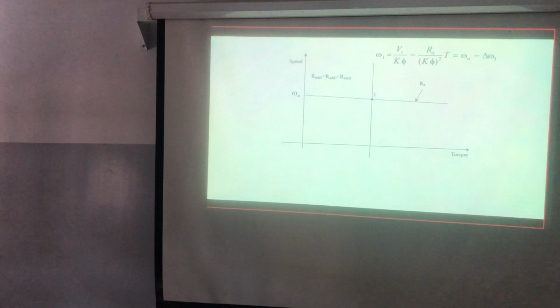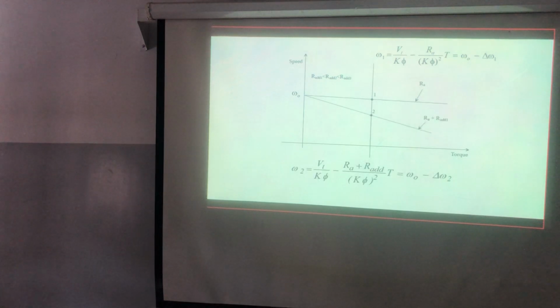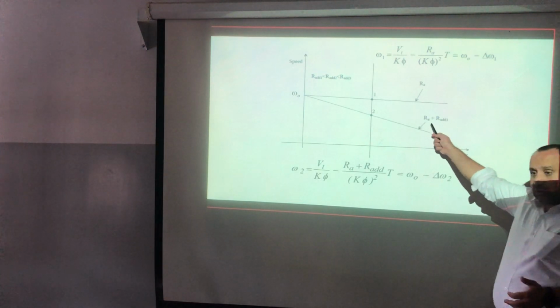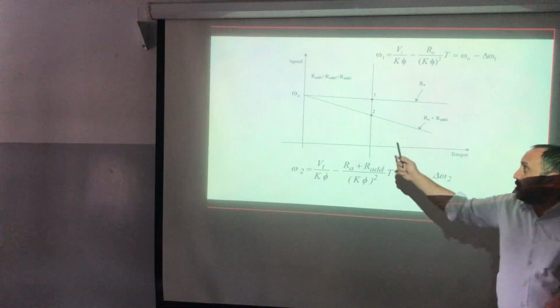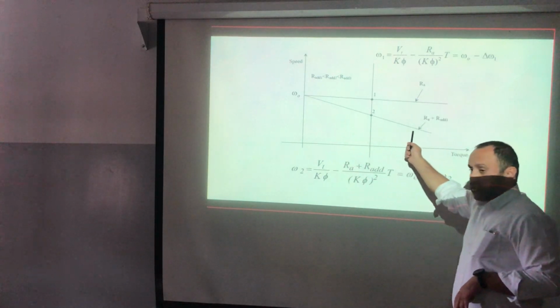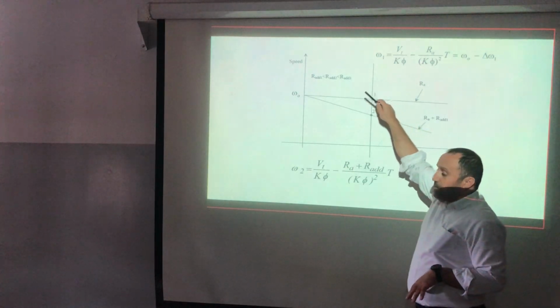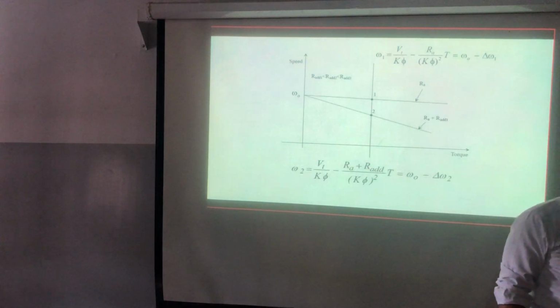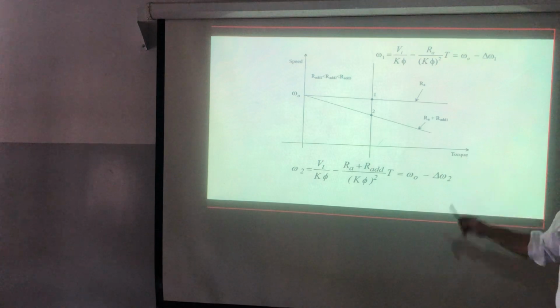Now the second one is RA plus R1, or R adjustment, added one, added two, whatever. So here I'm adding a resistance, so R total will be greater than this one. The no-load speed will never change. What will change? The slope. Now I'm assuming a constant load, so the current is constant, correct?